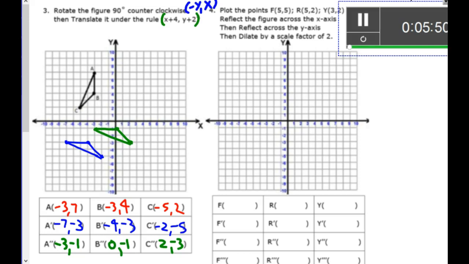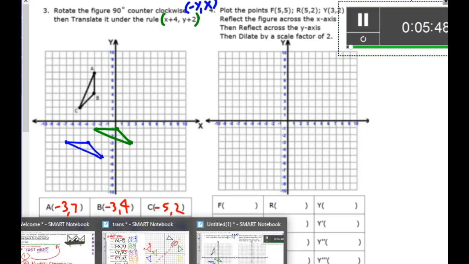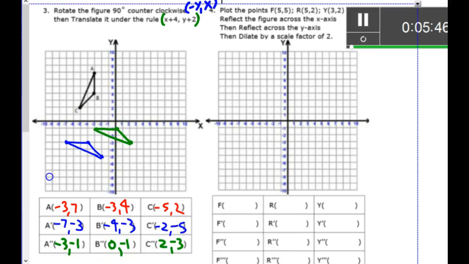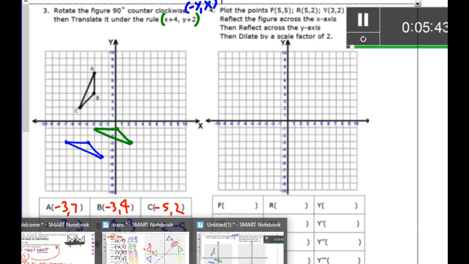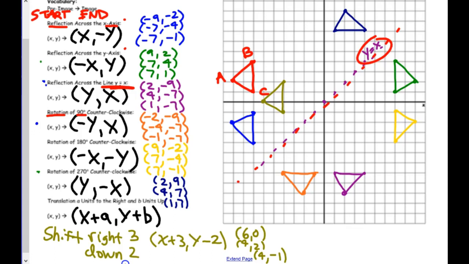So just in case you need it, I'm going to put the rules back on the board. Okay, so now you should have these from before, but there's the rules. So let's do it.